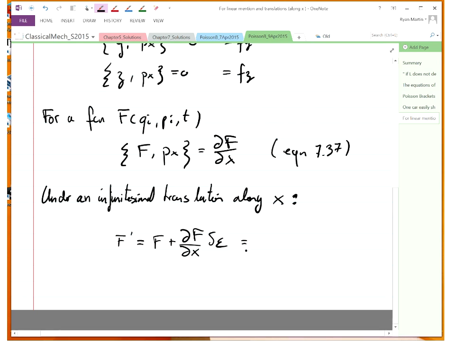But we can also write this in terms of Poisson brackets. So instead of saying f goes to f plus df by dx, I can just say f goes to f plus the Poisson bracket of f with px. So taking the Poisson bracket with the momentum in the x direction tells us how something transforms when you do translations in the x direction. So it's going to take a little bit of rereading this to really wrap your mind around all of this.